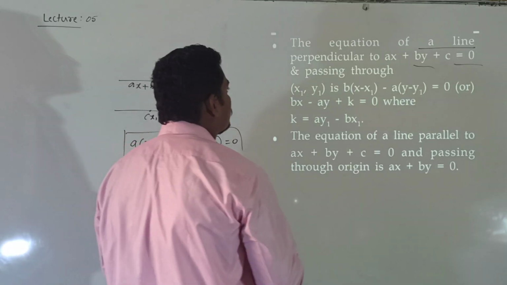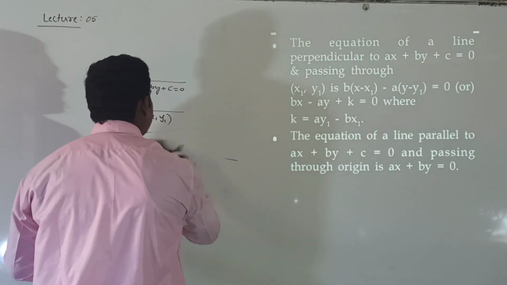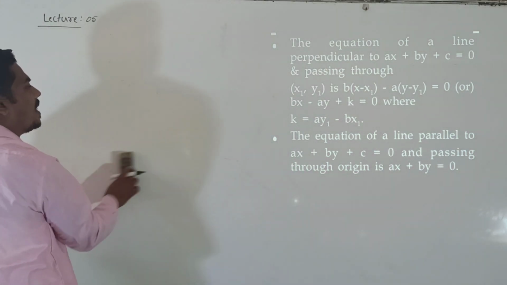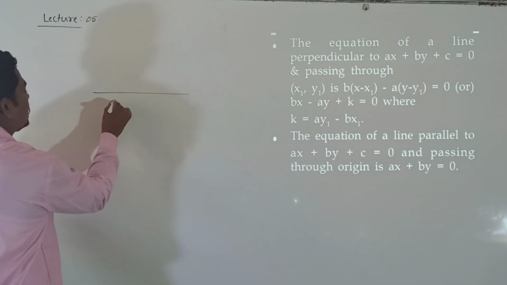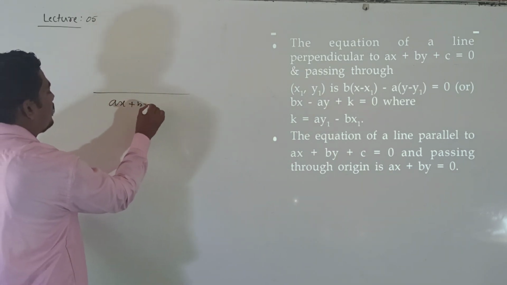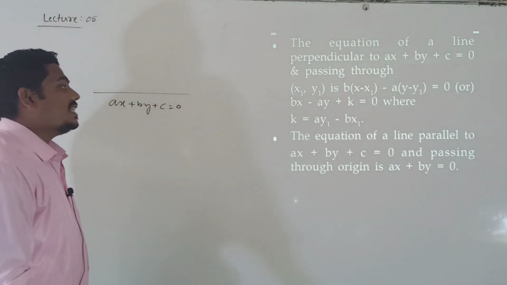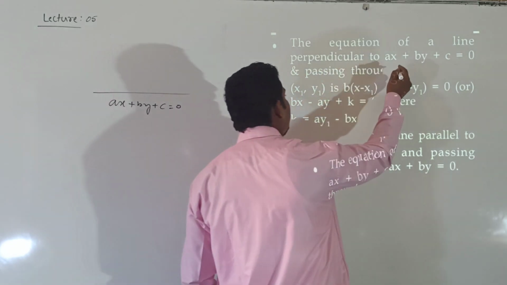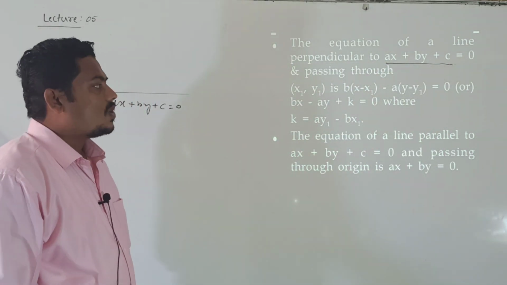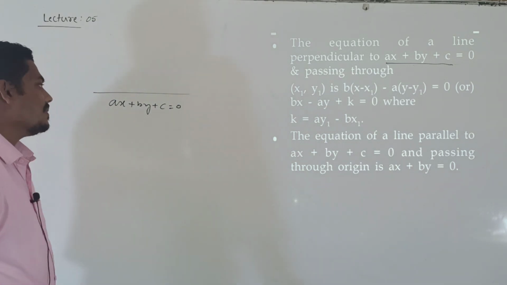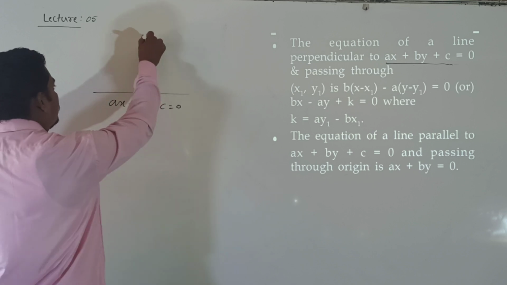Next one, the equation of a line perpendicular to ax plus by plus c equal to 0. Suppose the given line is ax plus by plus c equal to 0. Then the equation of the line which is perpendicular to ax plus by plus c equal to 0 and passing through the point x1 comma y1 is... For this also we have one shortcut formula, right?